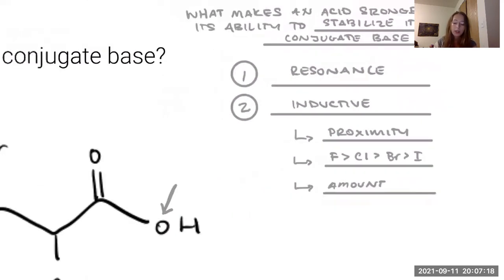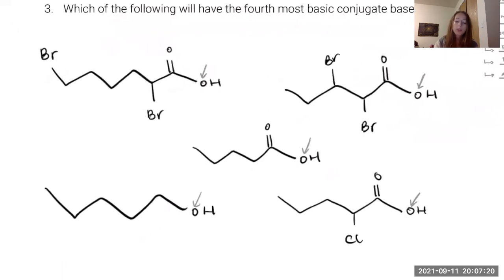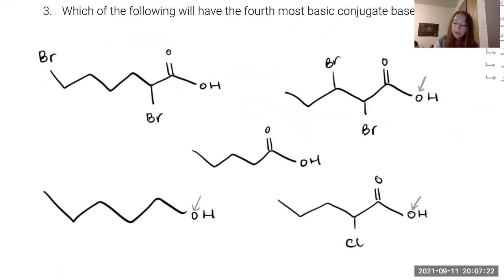So if we want to approach this problem, the first thing I would do is rank them from strongest to weakest acid, because that's just simpler to me. If we're looking at all of our examples here, the one I see as the strongest is going to be this one. It's going to be the strongest acid, since it has resonance and it has those bromines as close as possible, and there's two of them.